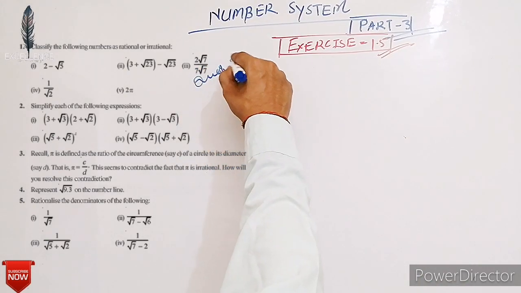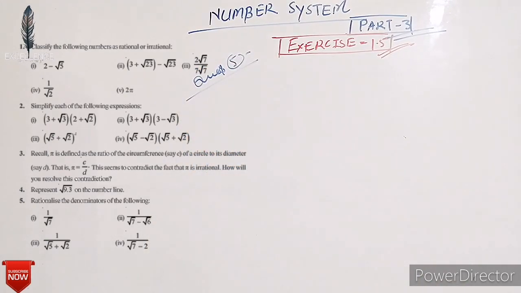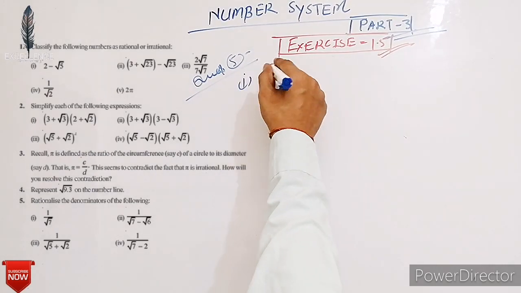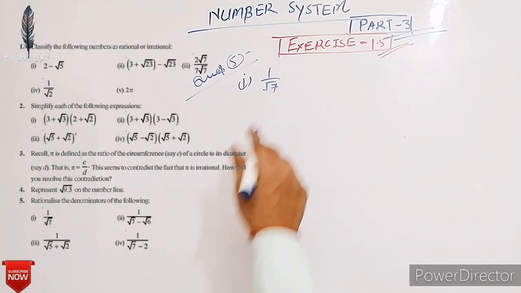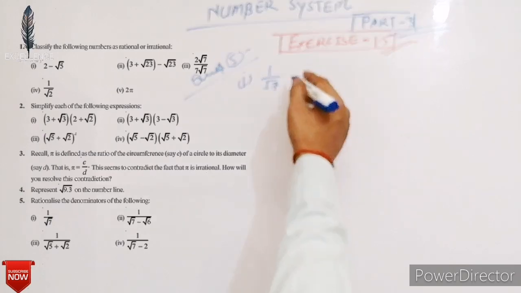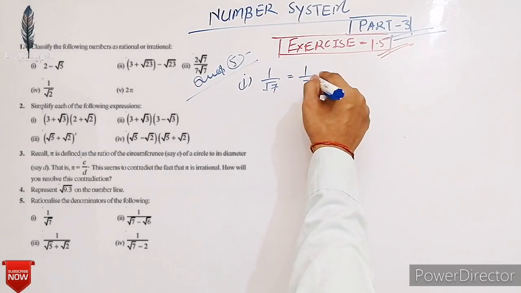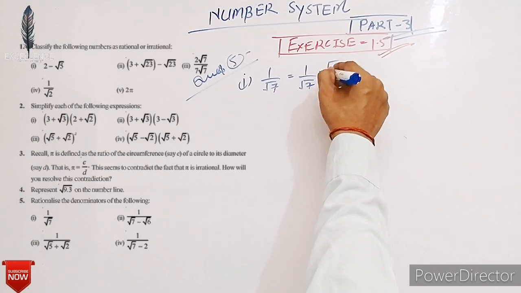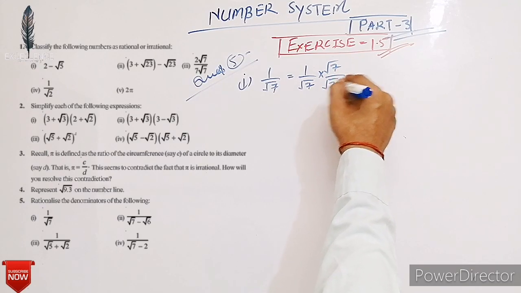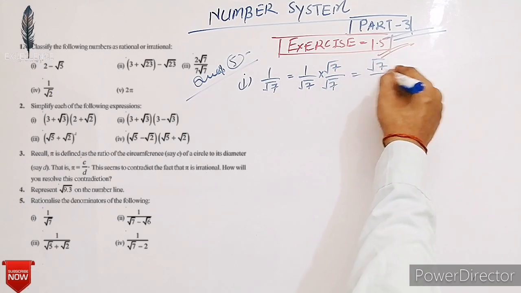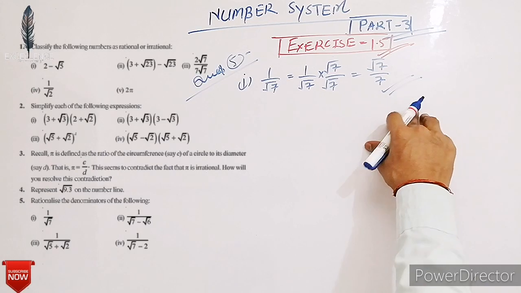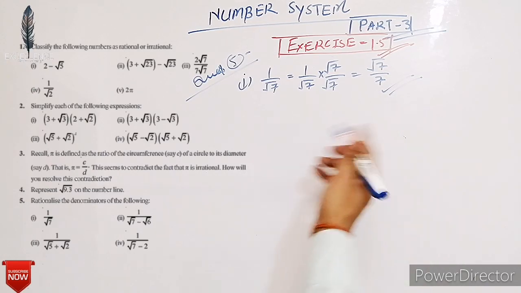So now question number 5. Rationalize the denominators of the following. So first, 1 upon under root 7. Now we multiply and divide by under root 7 to this number. So here 1 upon under root 7 into under root 7 upon under root 7 is equal to under root 7 upon 7. Okay students.